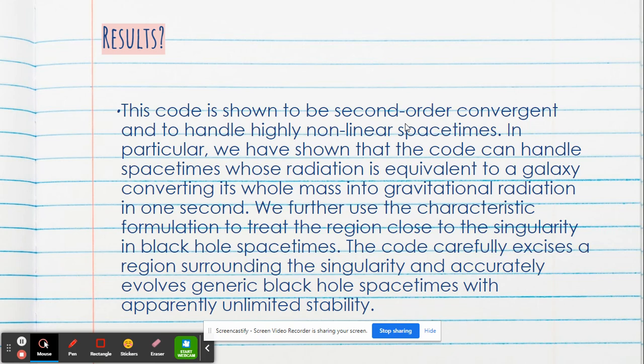The last one was results. It is going to be indicated in pink. It says the code is shown to be second order convergent and to handle highly nonlinear spacetimes. In particular, we have shown that the code can handle spacetimes whose radiation is equivalent to a galaxy converting its whole mass into gravitational radiation in 1 second. We further use the characteristic formulation to treat the region close to the singularity in black hole spacetimes.